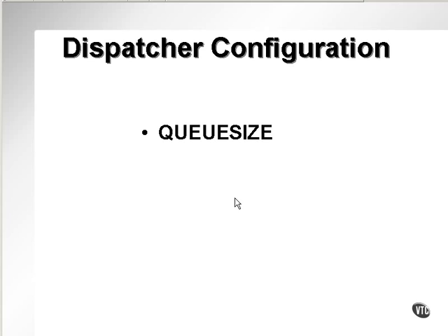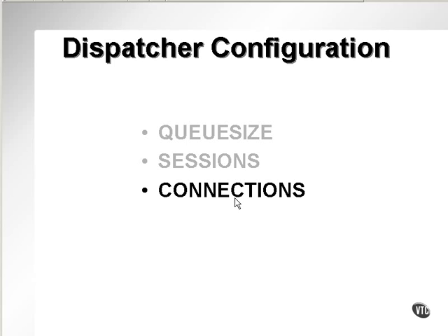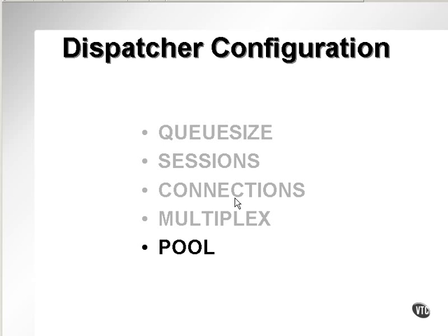Dispatcher configuration. The dispatcher parameter has specific values such as queue size. You can make the queue bigger to allow a dispatcher process to service more requests and responses, but obviously the larger the queue, the more difficult it is to manage. Sessions is a limit on the number of sessions. Connections is a limit on the number of network connections. Multiplex is basically connection funneling, which allows sharing of connections through a single dispatcher.